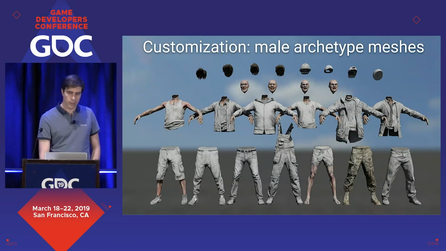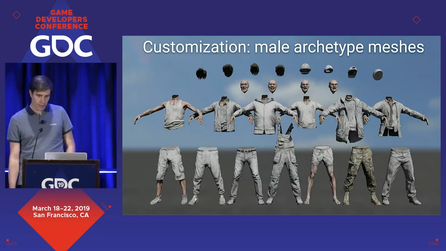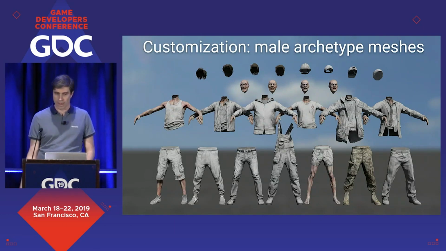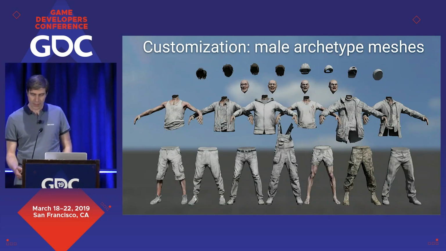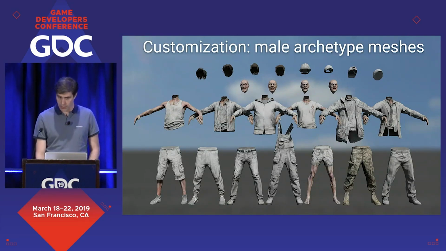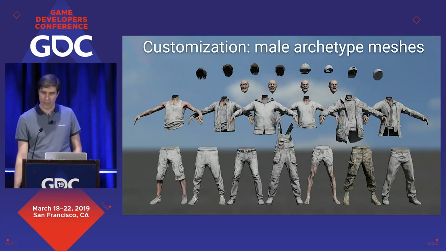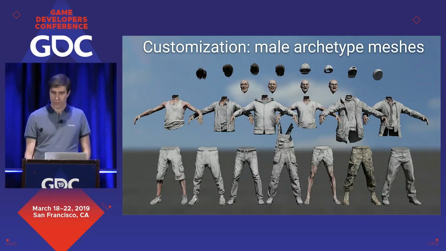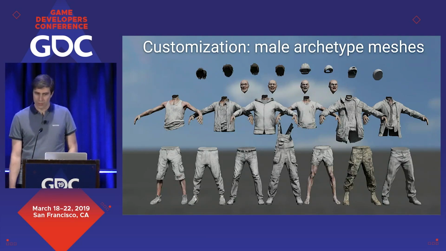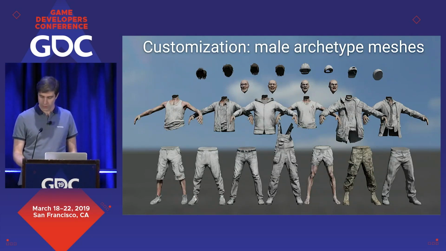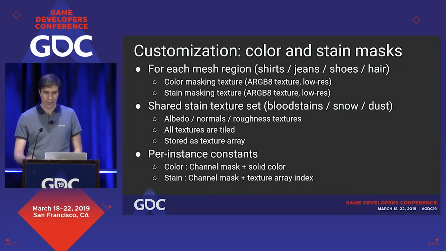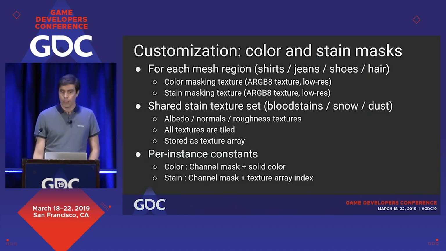Here, in this example, you see the mesh variations for the standard male archetype zombie. As you can see, all the textures are on the gray side. Why? Because we also need to customize colors for zombies, colors and stains. So how do we do that? Let's look at the other slide.